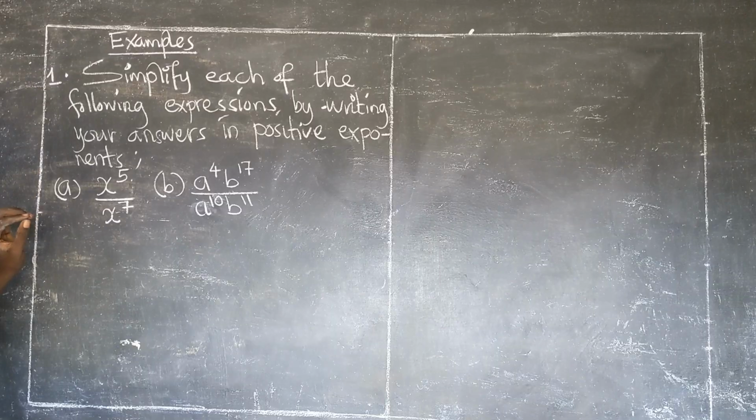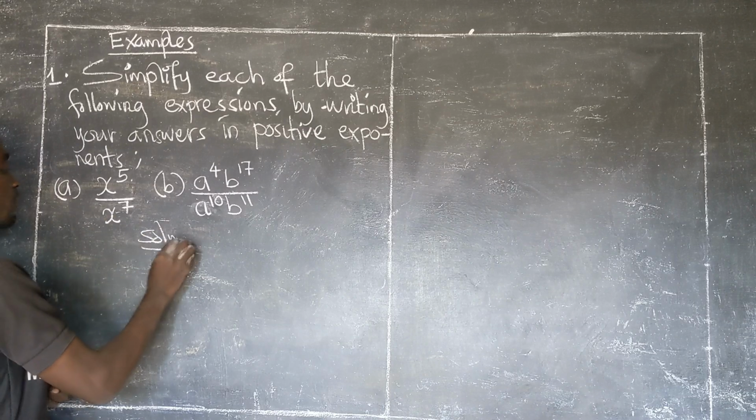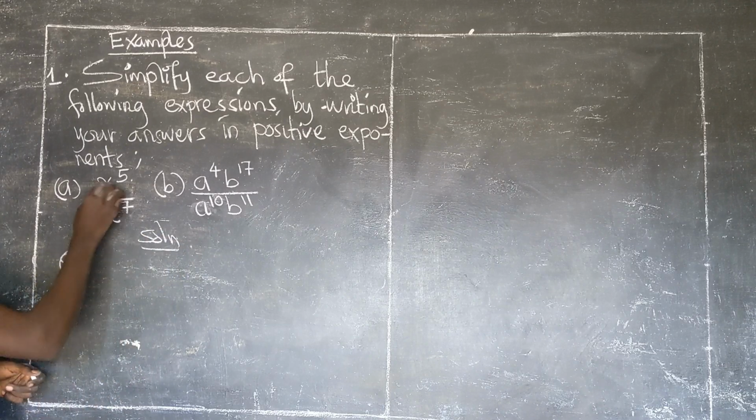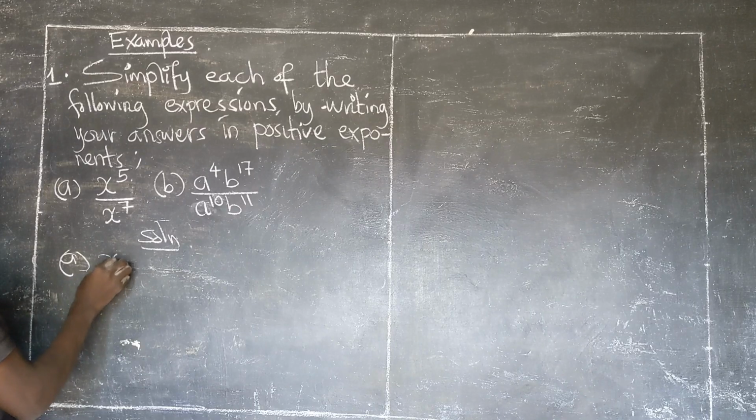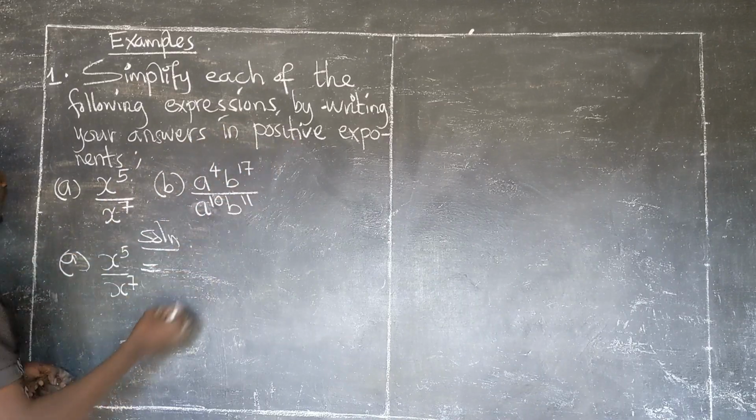This is the first example, which states: simplify each of the following expressions by writing your answers in positive exponents. Part A, x raised to 5 divided by x raised to 7. Now let's see the solution for part A first. We are given x raised to 5 divided by x raised to 7. Here we are required to express the answer in positive exponent.